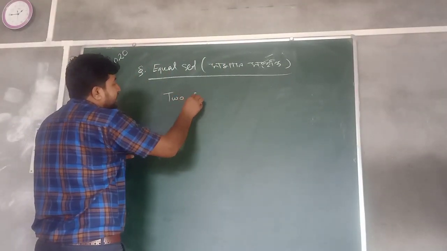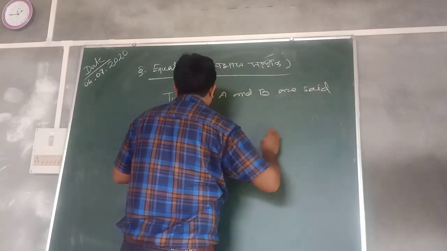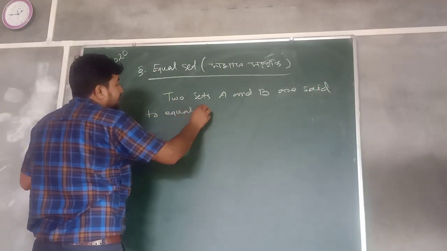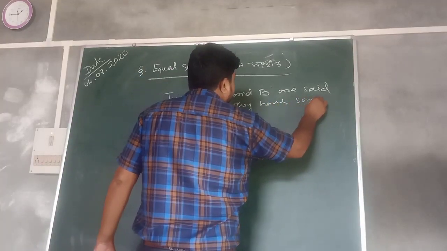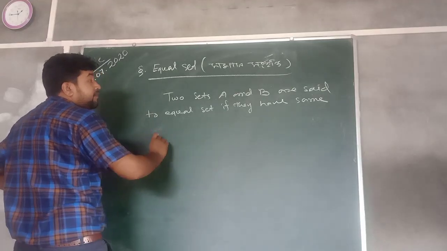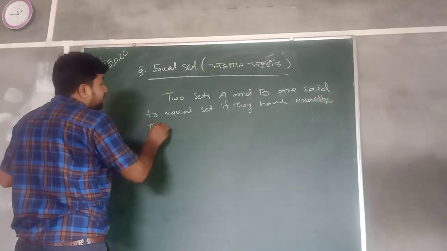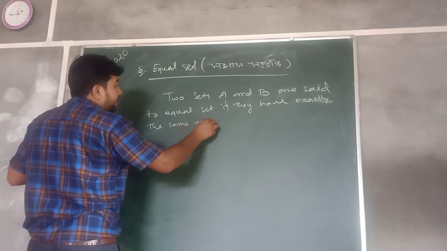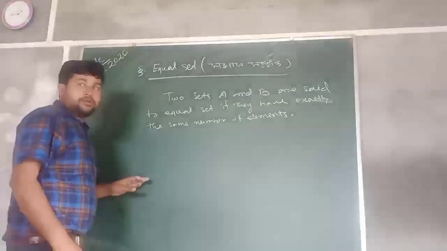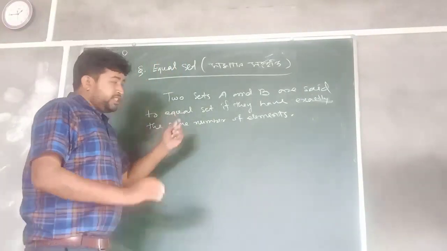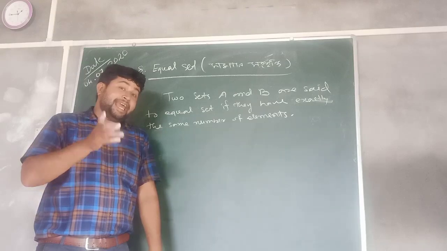Two sets capital A and capital B are said to be equal sets if they have exactly, this is an important word, exactly the same number of elements.